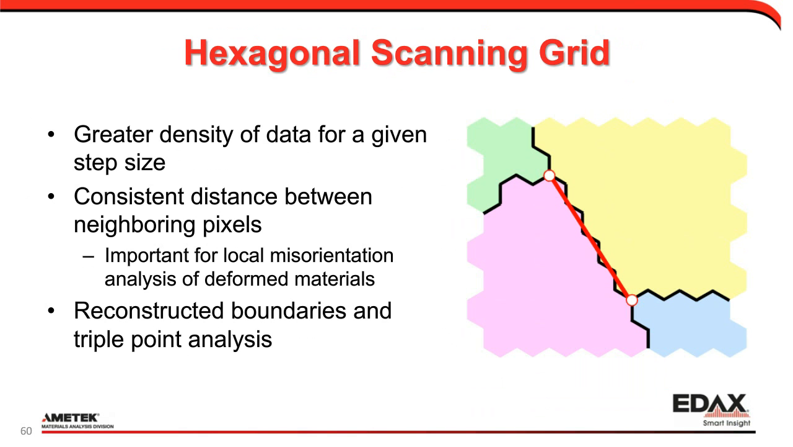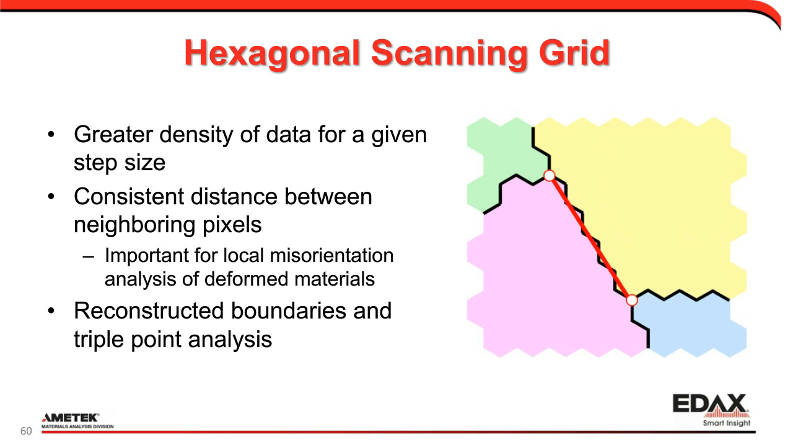APEX, we have a unique feature in that we use a hexagonal scanning grid. And so this is something that as we collect larger and larger data sets, it's harder to see. So I've zoomed up into one. There's a few advantages to this. First of all, it gives us a greater density of data points for a given step size within a given area. We get more points, which allows us to characterize boundary shapes and sizes a little bit more accurately than a square grid would give.